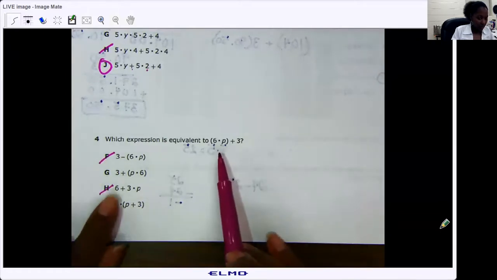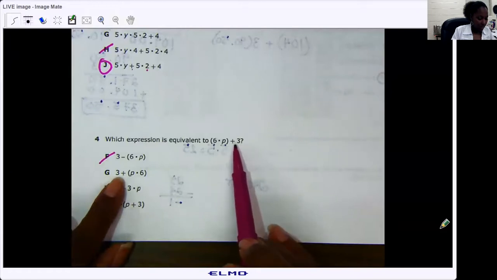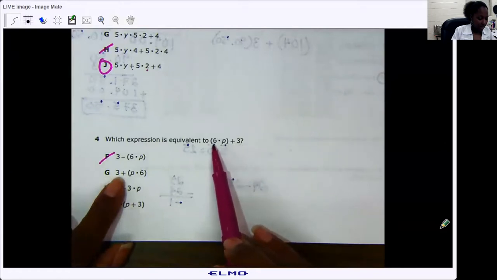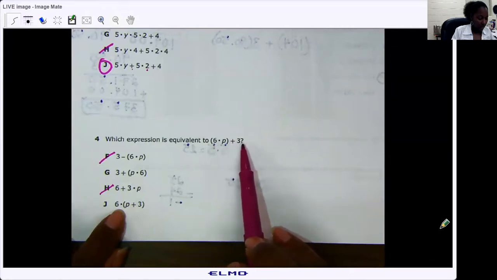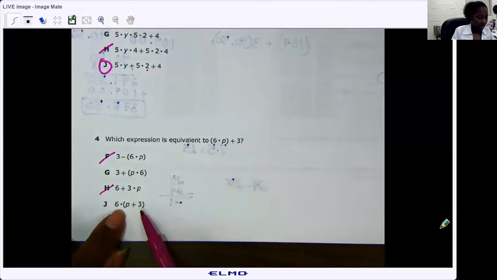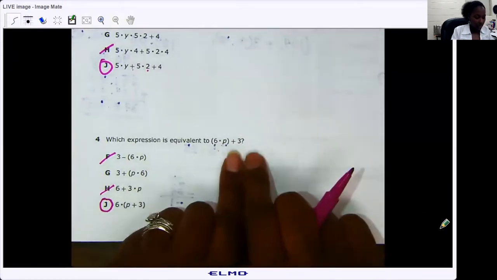So if we look, this one flipped it around. It did 3 plus p times 6. This one kept it in the same order, but moved the parentheses over. 6 times p plus 3, okay? So our answer is going to be J. This is the associative property. My parentheses just moved.